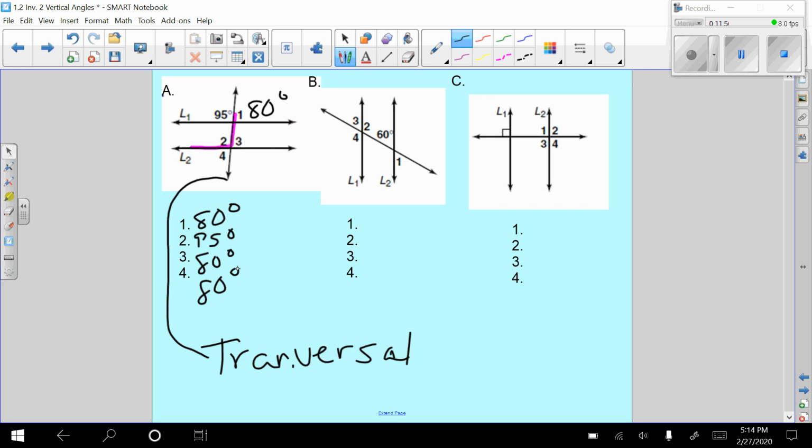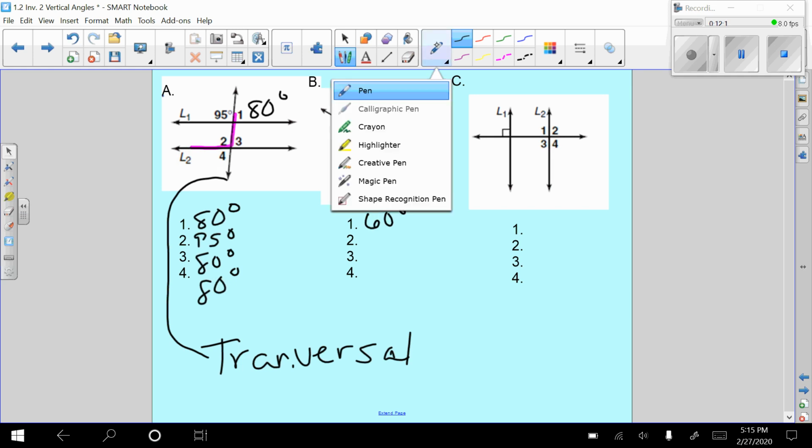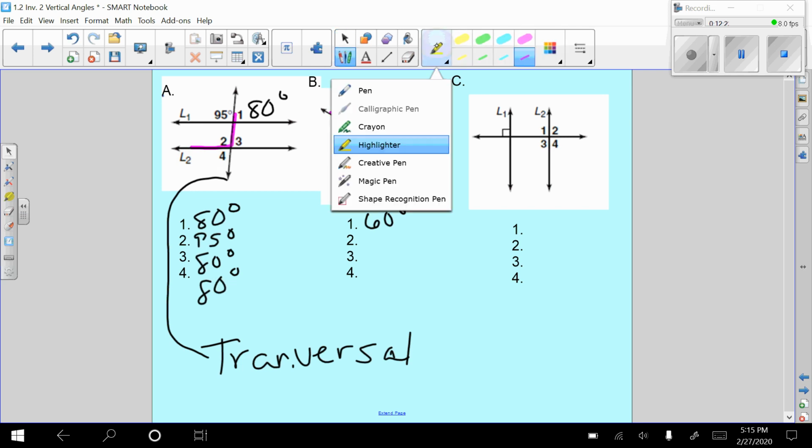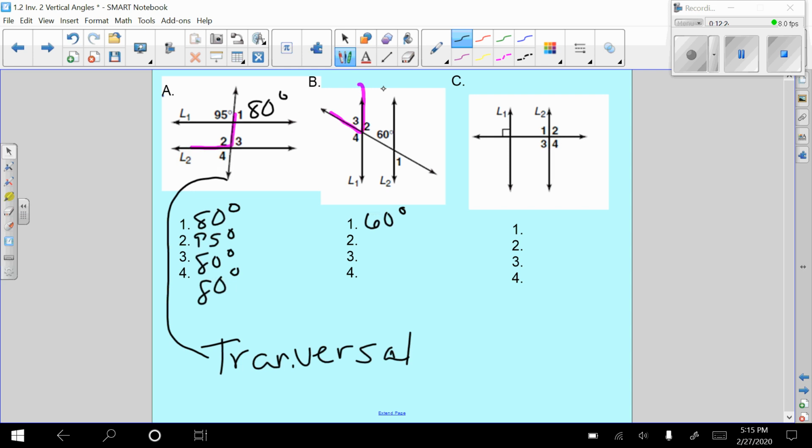Now look at the next one. It is also a transversal. All we did is turn it on its side. We can use the same tricks that we know. Well, 60 is vertical to angle 1. So that means angle 1 must also be 60 degrees. And then I can highlight it to see where it would go up the transversal and be the same. If I move it up, you're going to see that it is exactly corresponding to angle 3. That means that angle 3 is also 60 degrees.